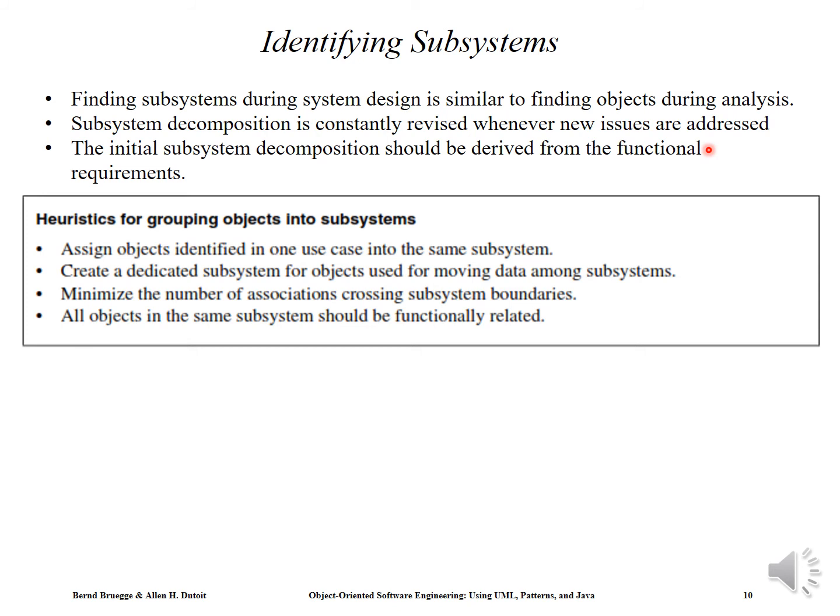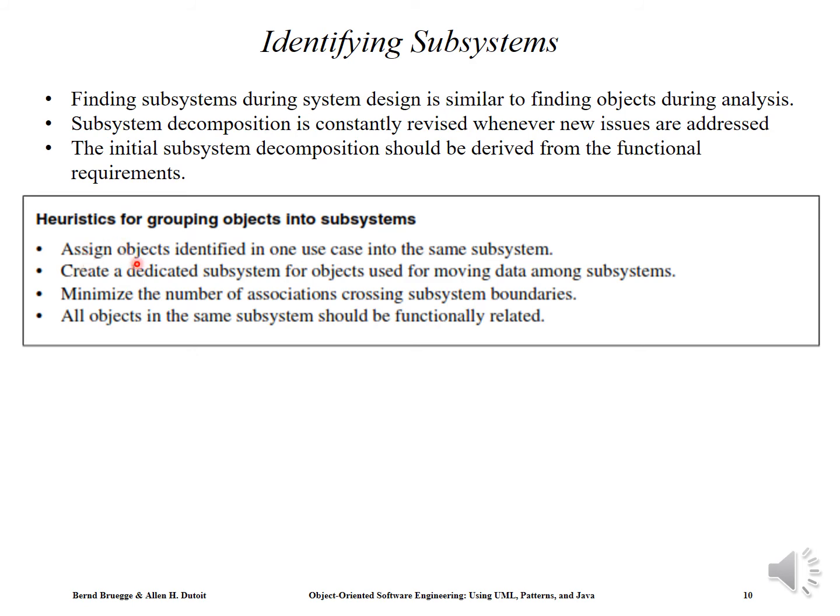Several subsystems can be merged into one subsystem. A complex subsystem can be split into parts. So whenever a new issue is addressed, it can result in a change of the subsystems. The initial subsystem decomposition should be derived from the functional requirements. From the functional requirements we can determine the initial subsystem decomposition for our project. In addition, the following heuristics for subsystem identification should also be kept in mind.